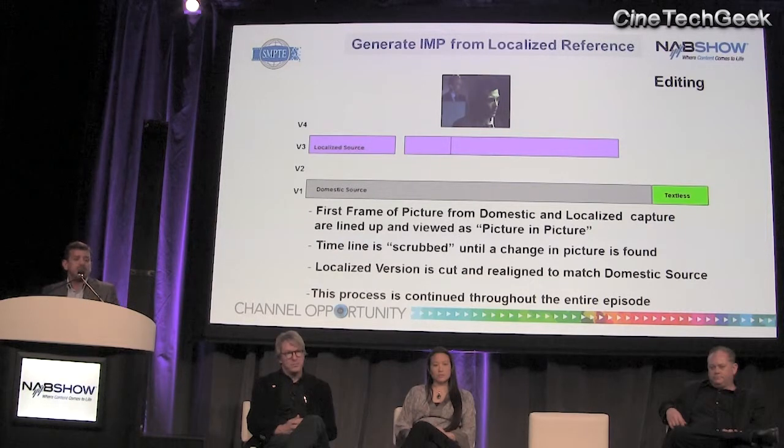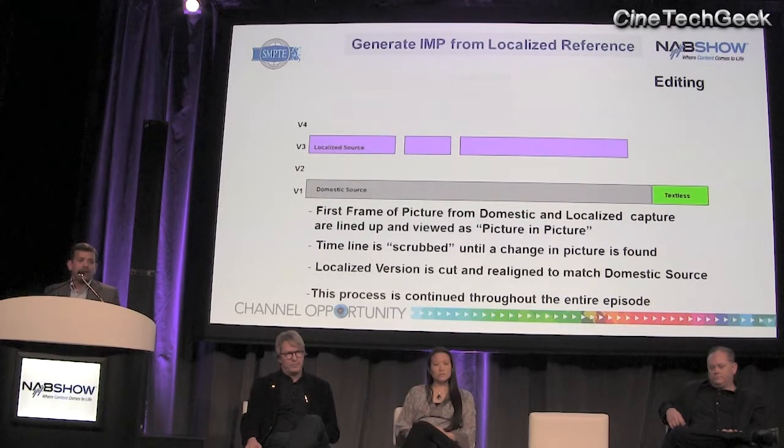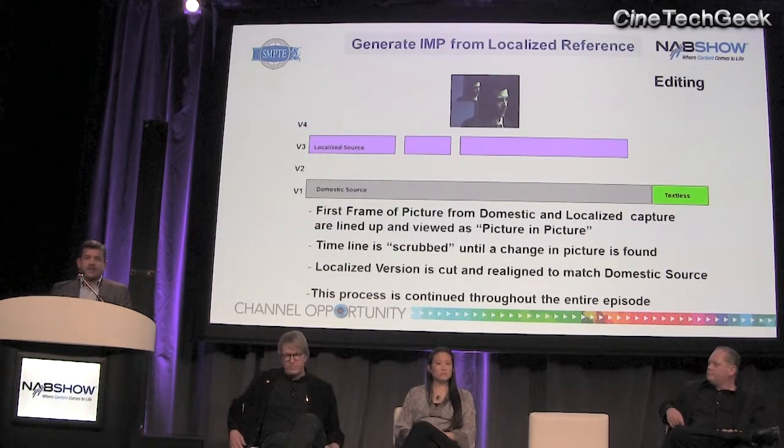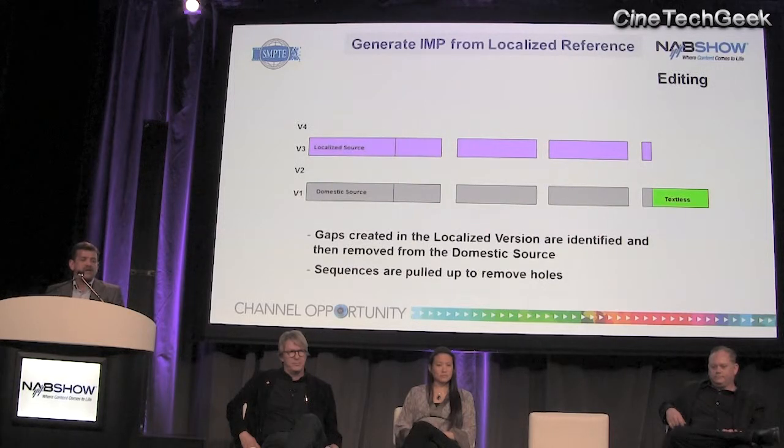So what we actually do is, utilizing a standard NLE, we edit the localized version and match up the domestic and the localized frame by frame. So you scrub the timeline until you find a change in picture, and then have an editor manually move this over. We've experimented with a variety of indexing and other tools. The problem was we still needed somebody to go back into an editorial system and do it. And if that was the case, let's just do it one time. It's really fast, working primarily in a compressed domain. And then we continue this through the entire process.